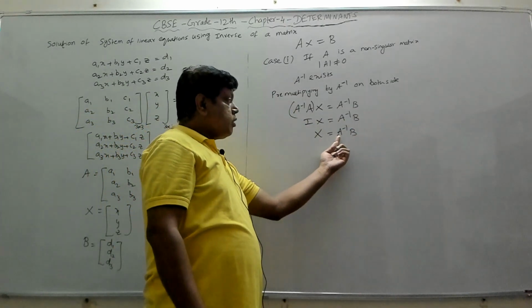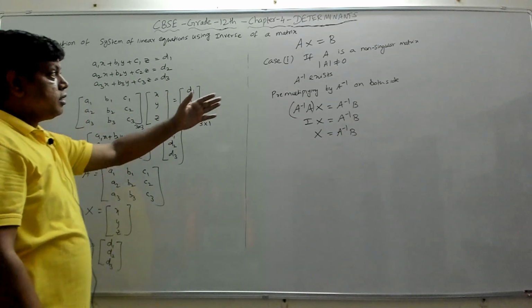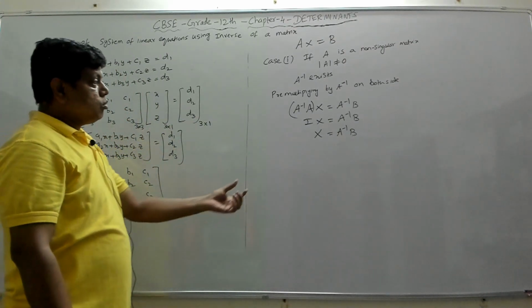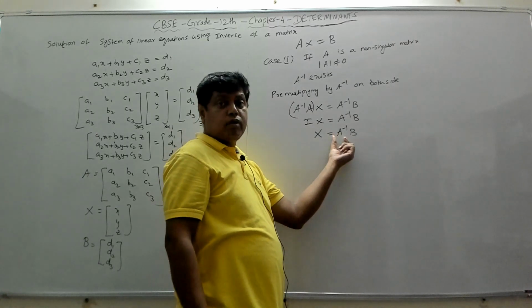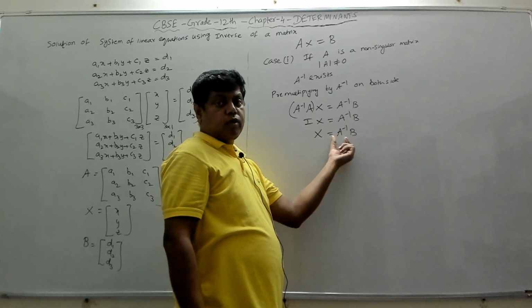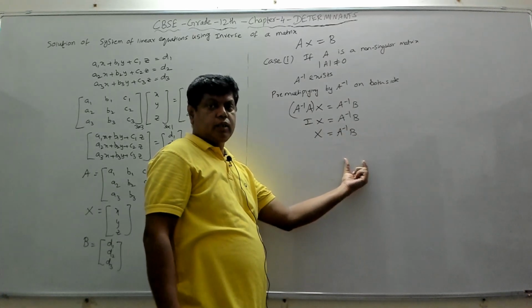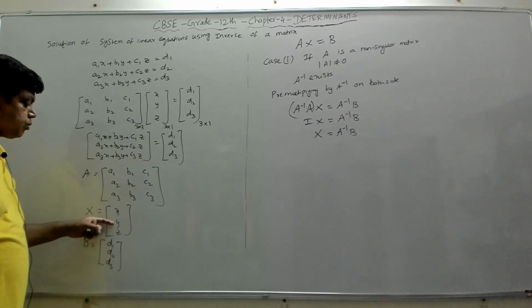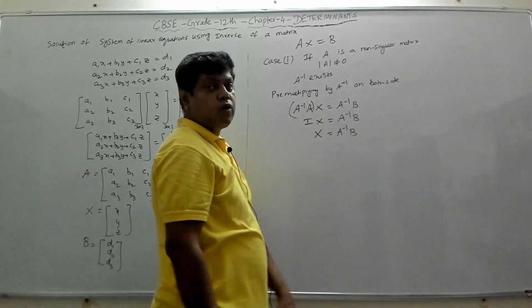If you find the inverse of the matrix A, the inverse exists because the determinant of A is not equal to 0, that is, A is a non-singular matrix. Once you find the inverse of A, multiply it with the B matrix, and you will get another matrix, which will be your capital X matrix, and that will give you the values of x, y, z. So this is case 1, where the determinant of A is not equal to 0.